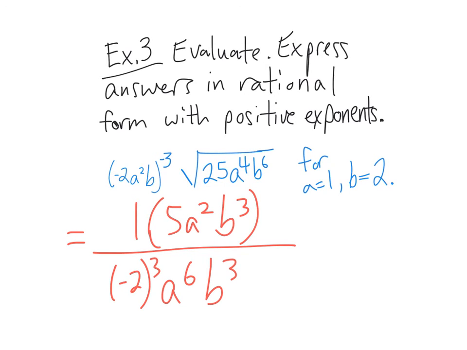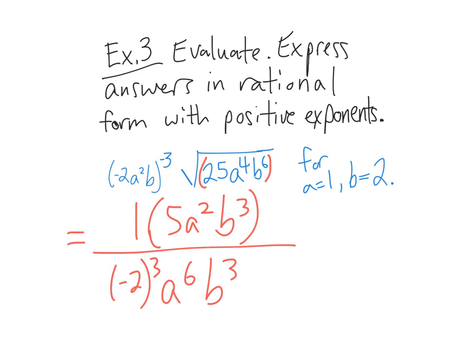5 times 5 is 25. A squared times a squared is a to the 4th, and b cubed times b cubed is b to the 6th. So we have the correct square root of that expression. That's all in the radicand. The entire contents under the square root symbol is called the radicand, and that square rooted becomes 5a squared b cubed.